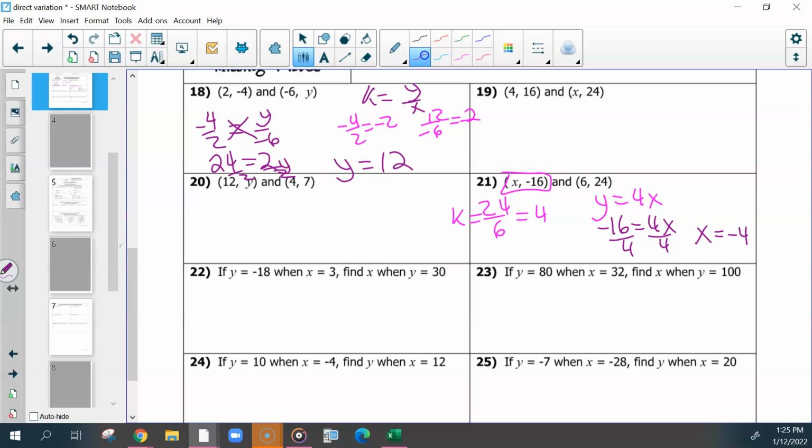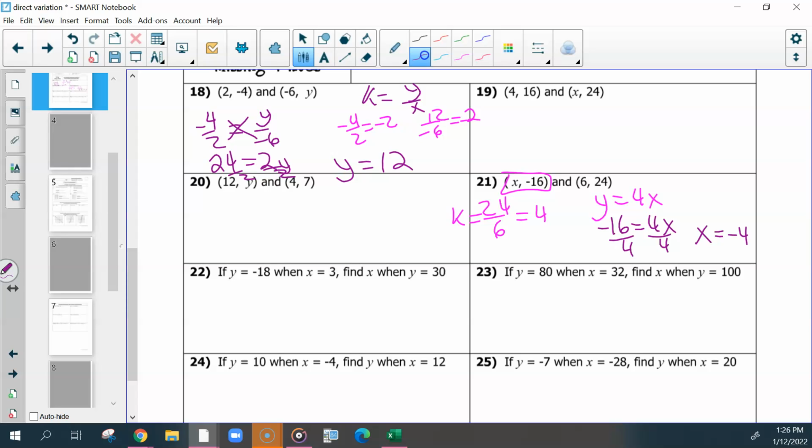I could still double check to make sure this works. I could put negative 4 in here, I get negative 16. Or I could go back and do negative 16 divided by negative 4, and I get 4, which is the constant. So then you kind of have two different ways to check yourself.